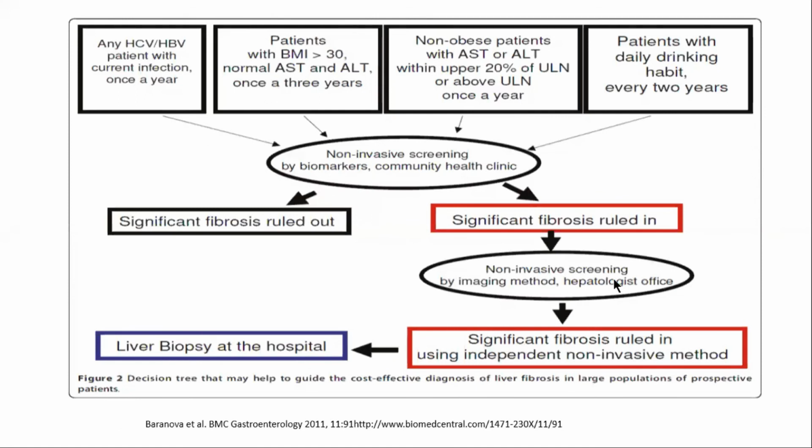And if fibrosis is not ruled out by the non-invasive imaging method, then we should go for liver biopsy ultimately, because up to now liver biopsy is the gold standard to diagnose fibrosis, cirrhosis, and also some other liver pathology, inflammatory conditions, or tumors, etc.